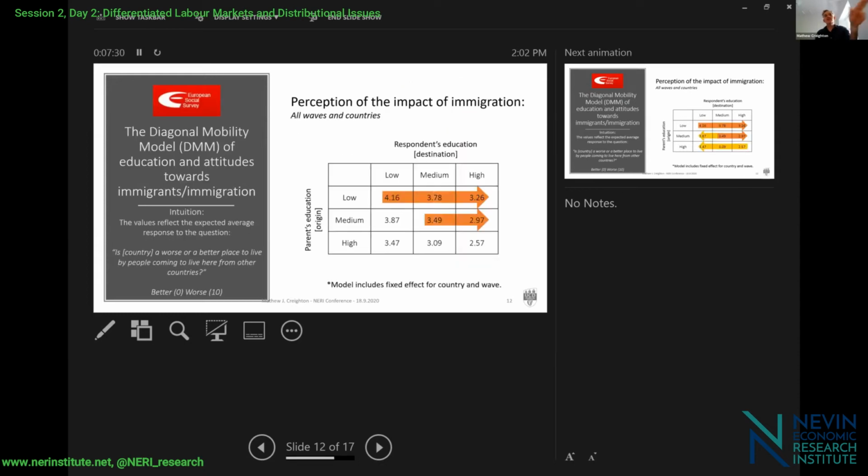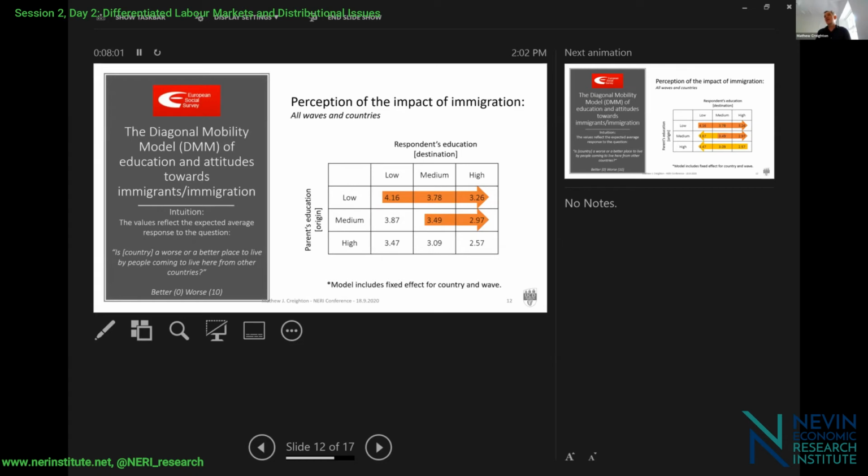And what we're looking at here is just on the left, or my left, stage left, you'll see, oh no, stage right, I never remember. So: is the country a worse or better place to live by people coming to live here from other countries? And you'll be just looking at averages here. Higher values would be a relatively more negative perception of immigration. And as you move across the mobility table, let's say from low in terms of parents' education to high in terms of respondents' education, you get lower values, meaning that the sense of negativity is attenuated by having that shift from a lower education to higher education.